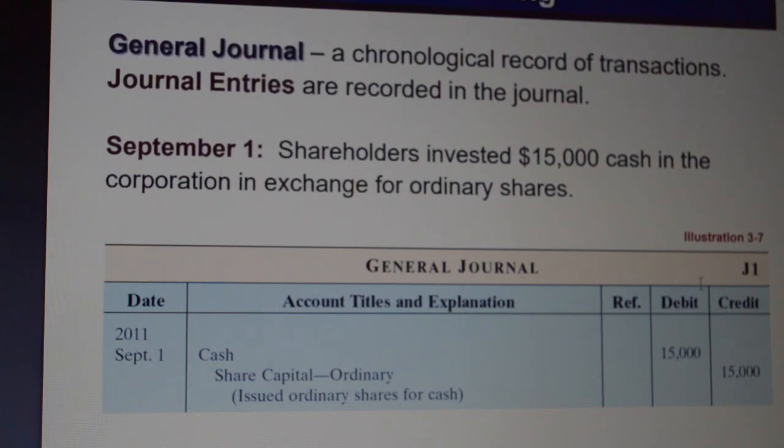For example, September 1, shareholders invested 15,000 cash in the corporation in exchange for ordinary shares. So the cash is debited by 15,000 and the capital share is credited by 15,000. Here the debit in cash means an increase in cash, and the credit in shareholder capital means an increase in the shareholder capital. Because cash is an asset, it's on the left side of the equation, and the share capital is an equity account, and it is on the right side of the equation. So if the cash is debited, the share capital is credited and the transaction is in balance.